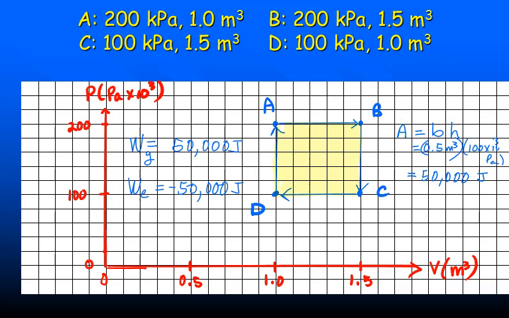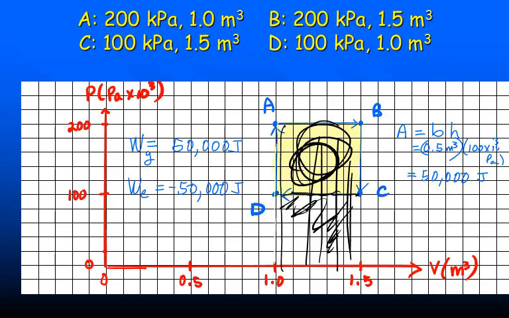Okay, so when we sketch that out, we should get a total amount of work of 50,000 joules. That's because from A to B, we get this whole area, but from D to C, this becomes negative work, because the volume is getting smaller. So we subtract that out, and it's just the area inside here, which will be 50,000 joules.